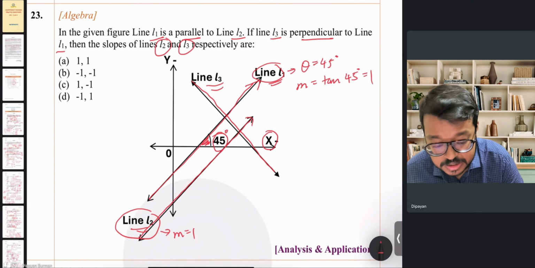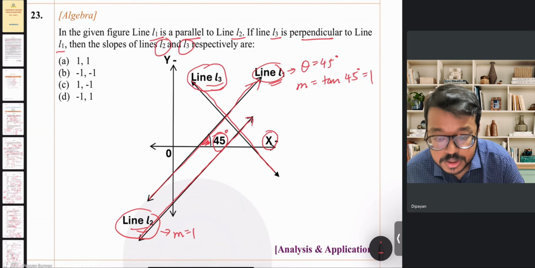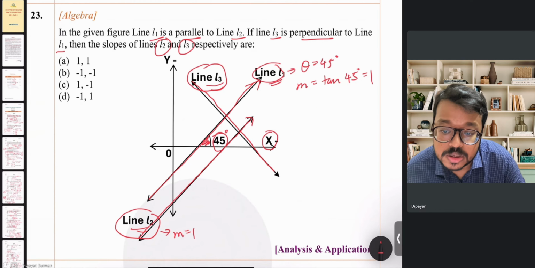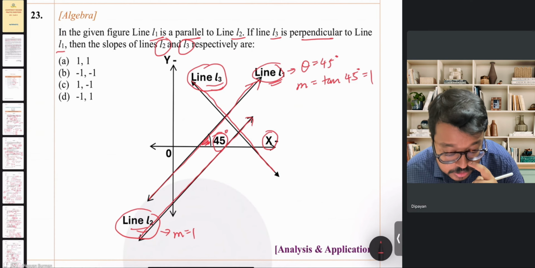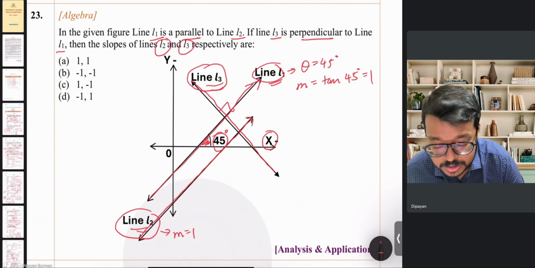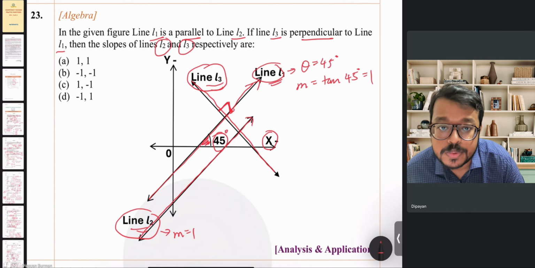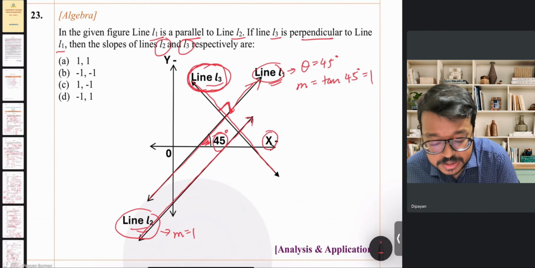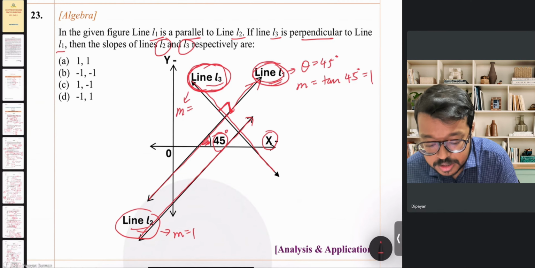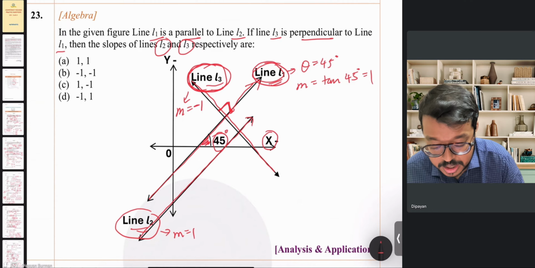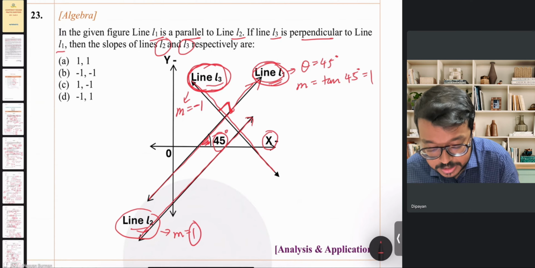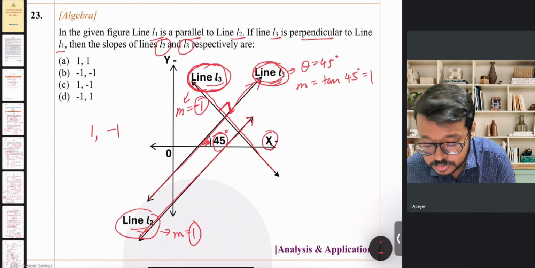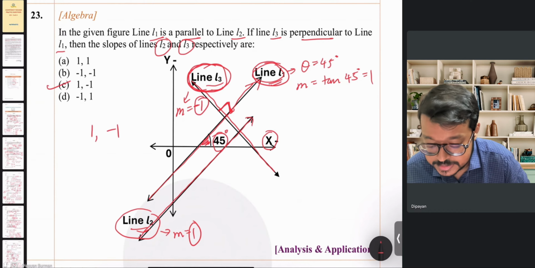Now L3 is perpendicular to L1, which means it will also be perpendicular to L2. Okay, fine. So we know that when we have perpendicular lines, the product of the slopes of the two lines will be minus 1. So the product of the slopes of L3 and L1 will be minus 1. So the slope of L3 will be minus 1. So L2 has slope 1, L3 has slope minus 1. So I'm looking at (1, minus 1), which is option number C.